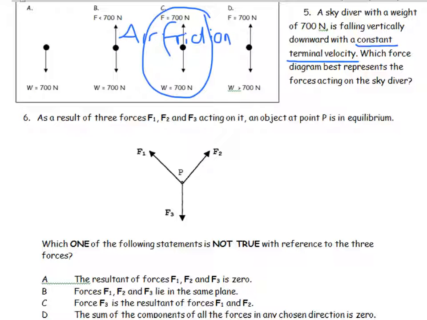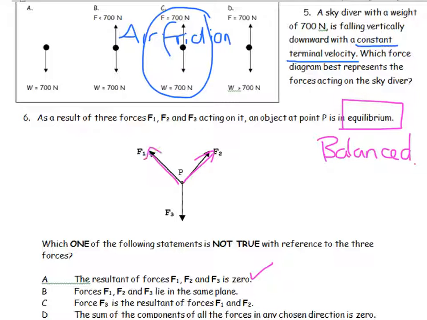As a result of these three forces acting on an object, a point P is in equilibrium. The word equilibrium means balanced. So it's stationary, it's not moving. Which one is not true? Well, the result of the forces is zero is true. It's balanced, it's in equilibrium. No one's told you that any force is coming into the page, out of the page, or anything like that, so they appear to all be within the same plane.